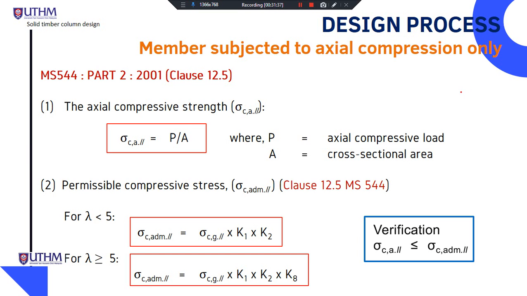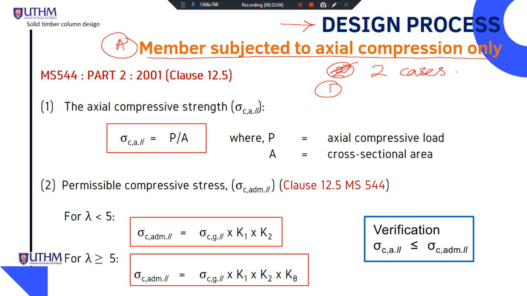And next is the design process. This is the design process for column compression member. So there are two cases. The first one is member subjected to axial compression only. And the second case is member subjected to axial compression and also bending.